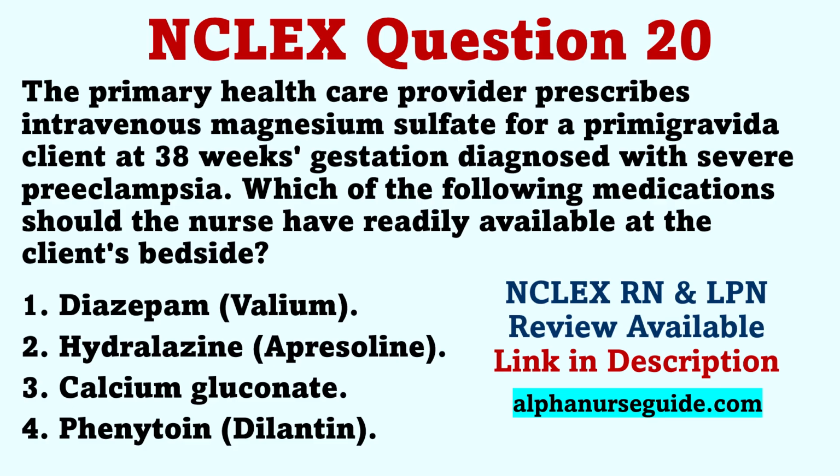The correct answer is 3. The client receiving magnesium sulfate intravenously is at risk for possible toxicity. The antidote for magnesium sulfate toxicity is calcium gluconate, which should be readily available at the client's bedside. Diazepam, used to treat anxiety, usually is not given to pregnant women. Hydralazine would be used to treat hypertension, and phenytoin would be used to treat seizures.